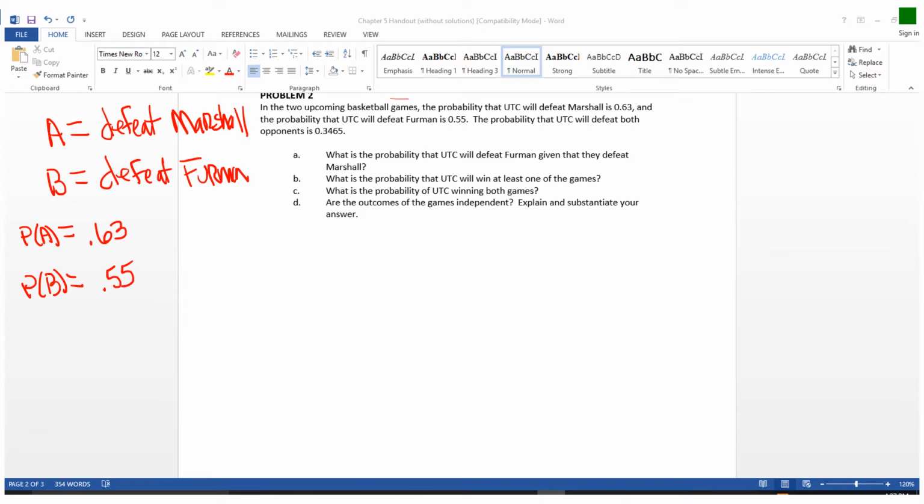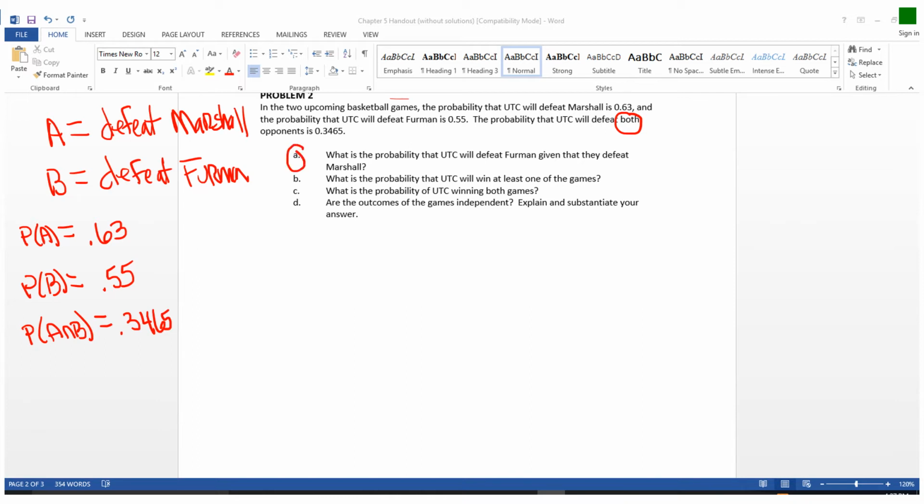And then we also know it says, here's that "both" idea again. Remember, that means "and" or intersection. And I like to label that as A intersect B, and I'm going to put that's 0.3465. So this is really the base information. But again, I'm trying to break this apart by taking it in labels and then basically just rewriting what's given in the problem. Now let's answer the questions.